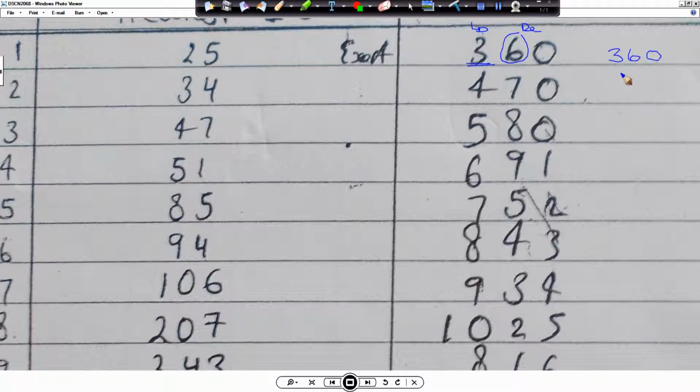So this one is 5 or more. So we add 1 here. Okay, so that 3 add 1 is 4. And what do you do with the rest of the numbers? So 360 rounded up to the nearest 100 gives us a grand answer of 400.